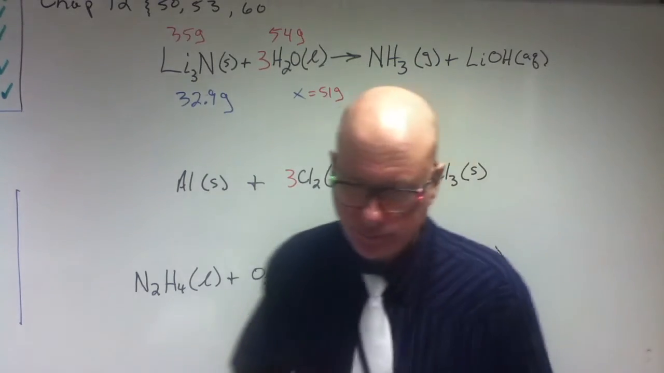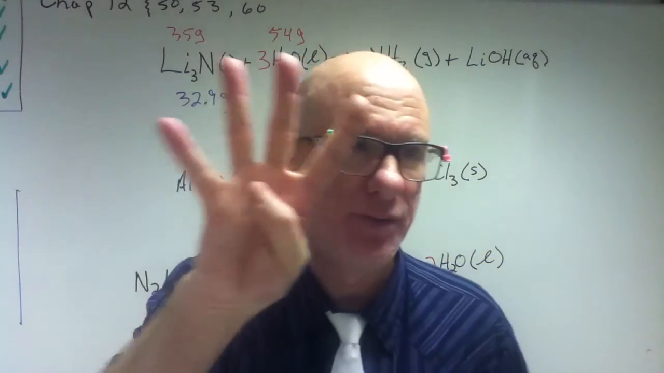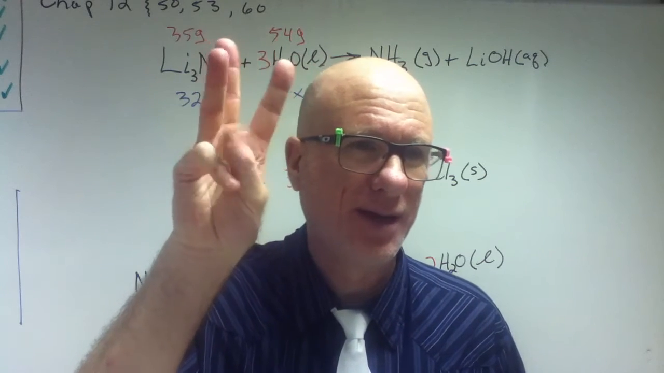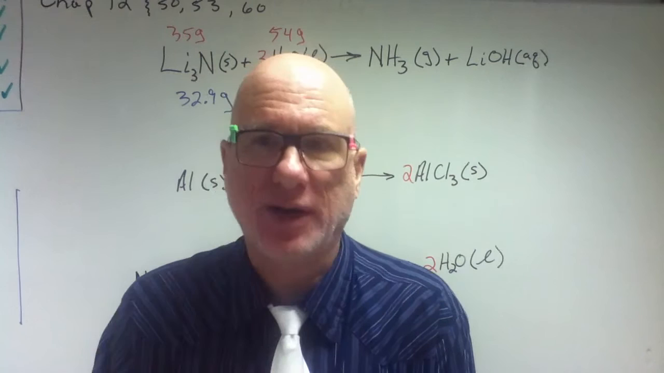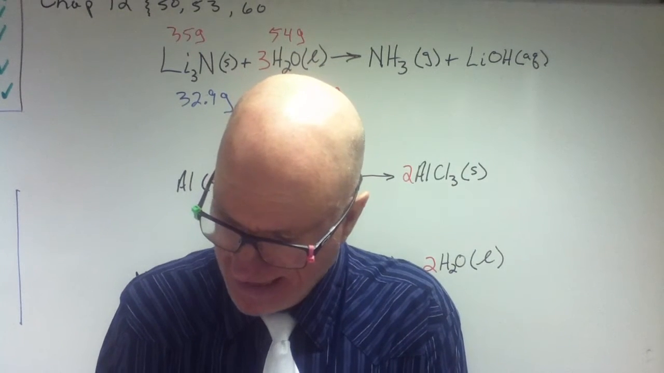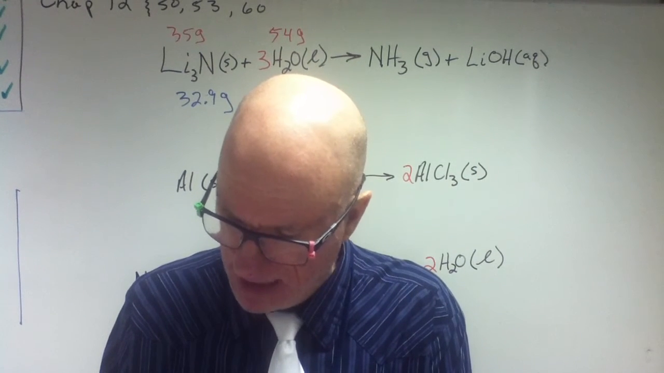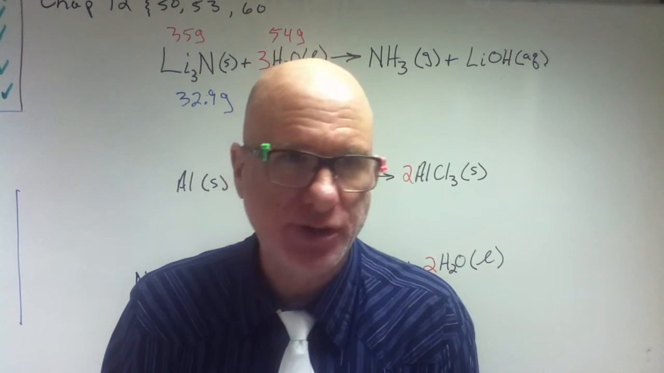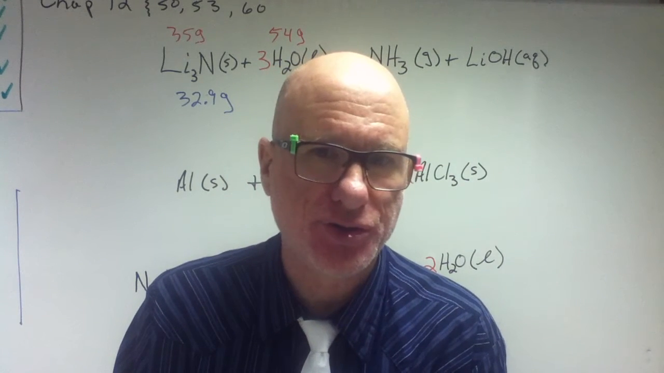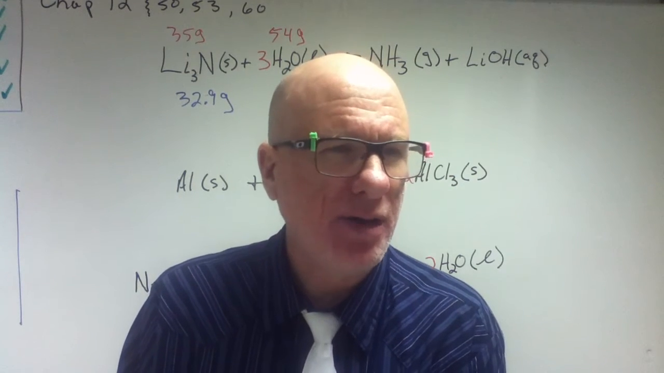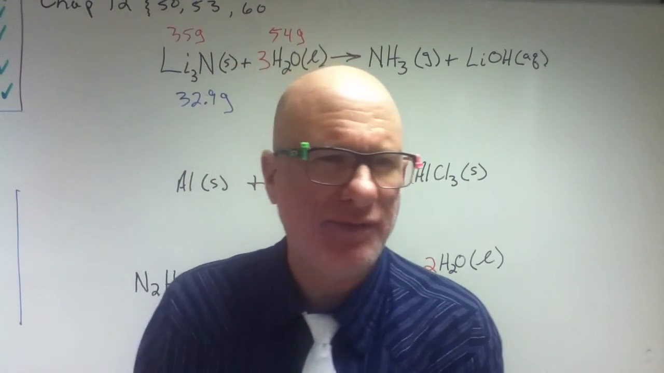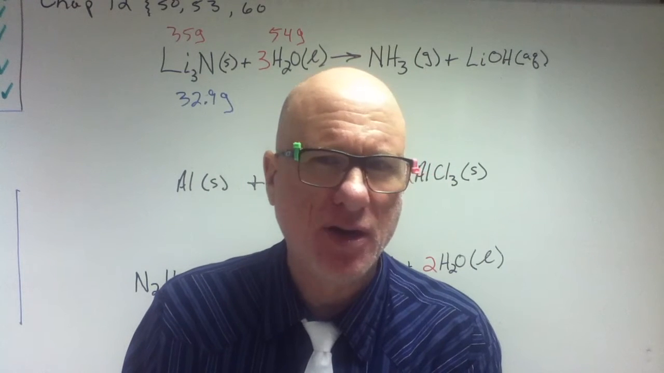Okay, now, this is in 3 parts. Now, it says when the above reaction takes place, how many molecules of ammonia are produced? How many molecules of ammonia are produced? In order to find the number of molecules, what do we have to know? We have to know the number of what?